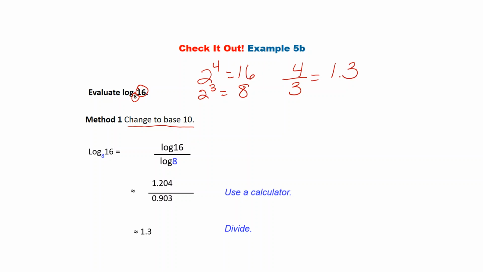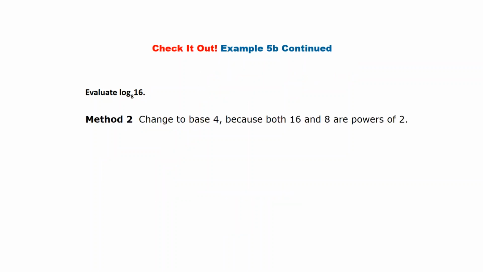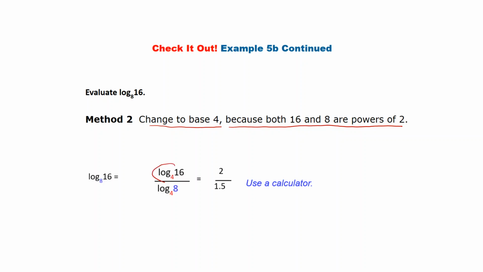Now your book actually recommends, or they showed it to you another way, and let's look at that. So here they changed it to base 4. I don't think base 4 is nearly as easy even though they're both powers of 4. The reason is because for log 16, 4 to what power equals 16? 4 to the second power. That's easy. But 4 to what power equals 8? I don't see 1.5 as easily, so I bring it down to base 2, and I think that I can see it easier that way.